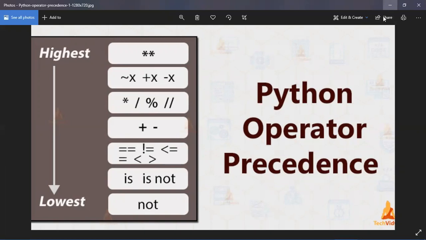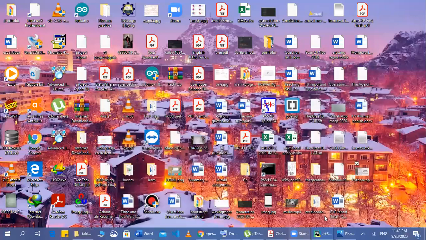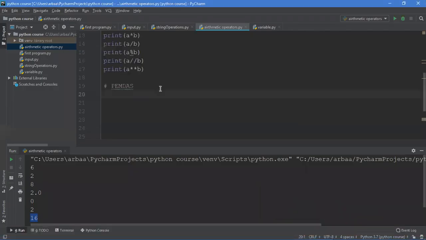All right, so I think this will be all about arithmetic operators and arithmetic precedence. I hope you understand it.